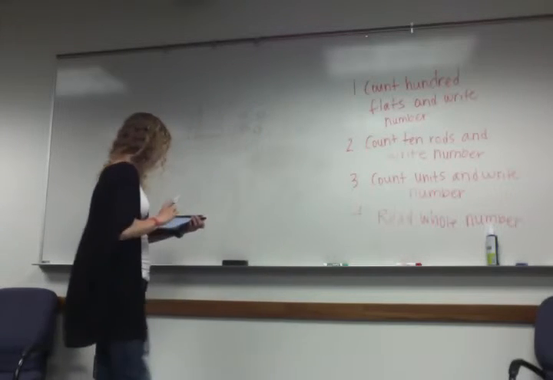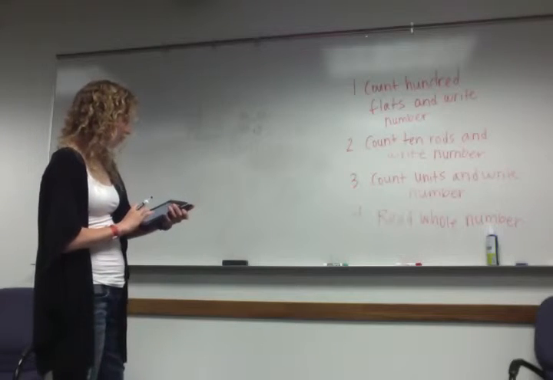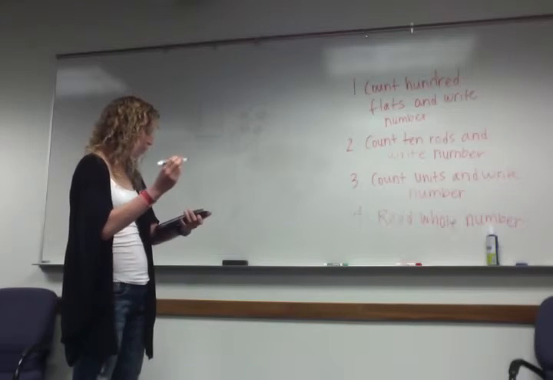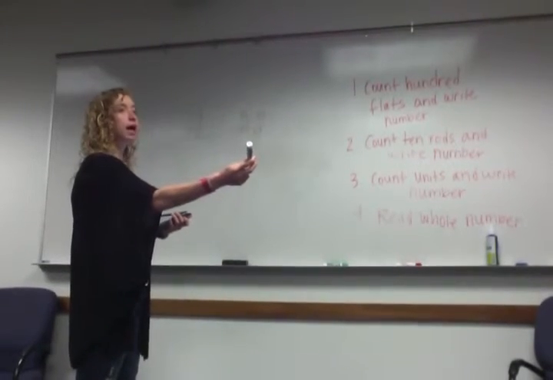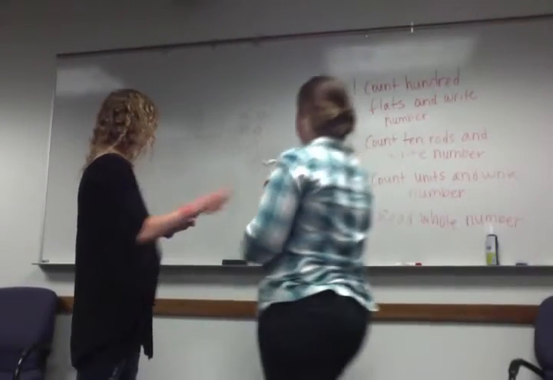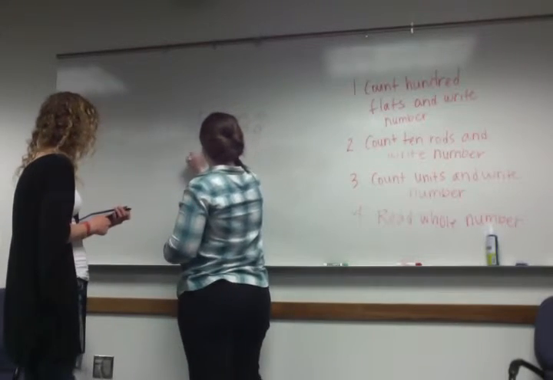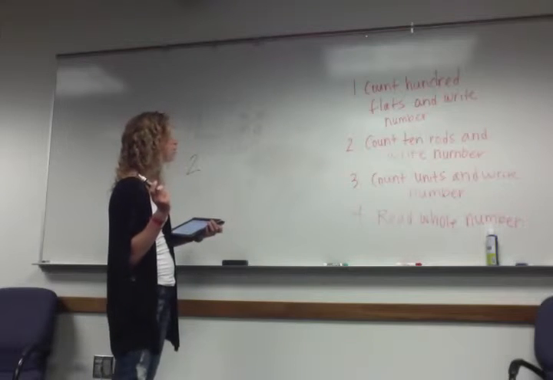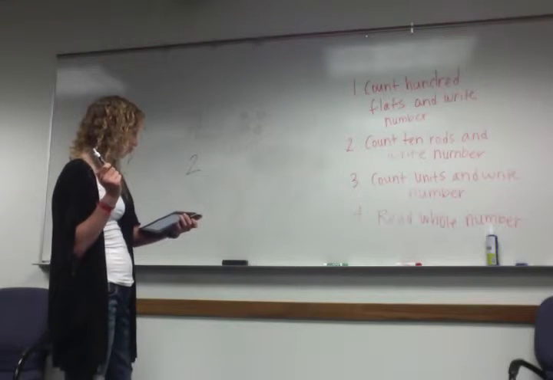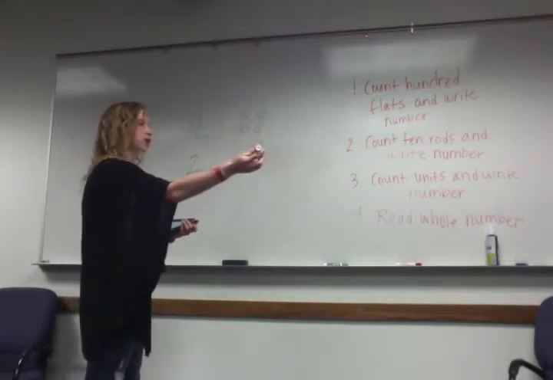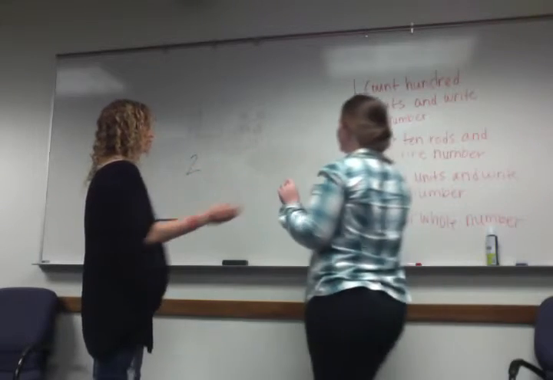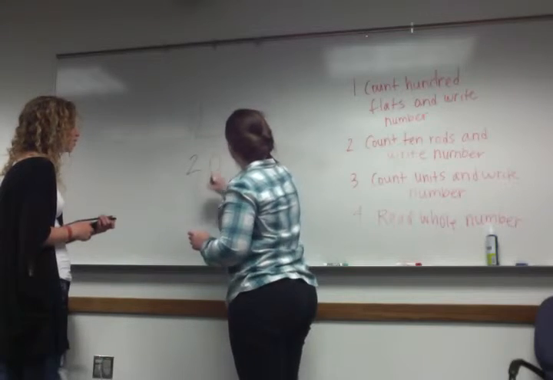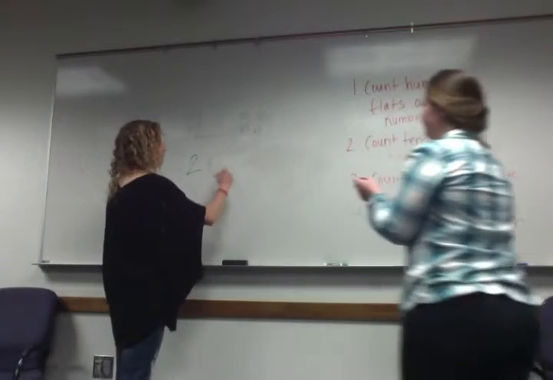Maggie, what do we do first? Count 100 flats and write the number. That's right. Good answer. Can you come up to the board and do step 1? Please count out loud. 100, 200. Great job counting and great writing that too. Okay, and Maggie, what's our second step? Count the 10 rods and write the number. Can you come up to the board and do that? There aren't any. Perfect. So remember, when there aren't any, we put a 0 because that represents none.